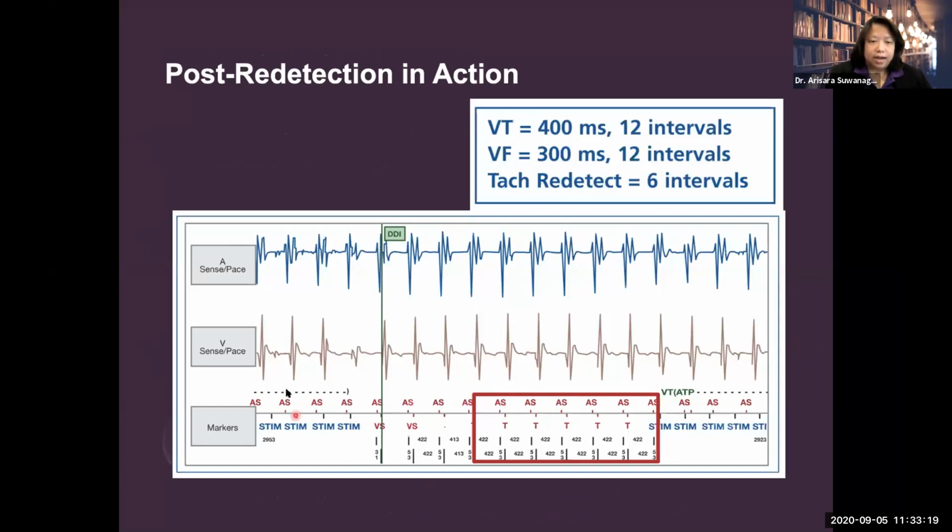Like this. This is a VT coming in, and it has an ATP going on already. After the ATP, the VT didn't terminate, and it found that the rate is still fast. So it gives another therapy here, another ATP, and it's only 6 consecutive beats of detection. Not like the first time, which was 12.